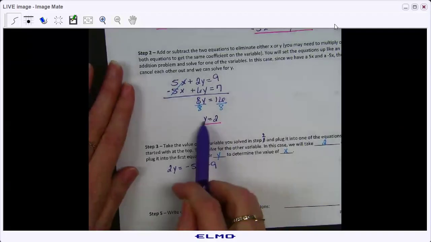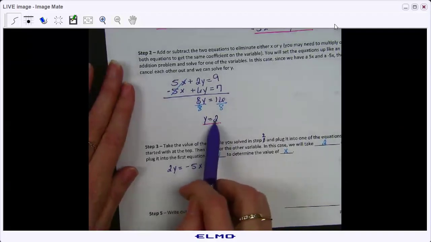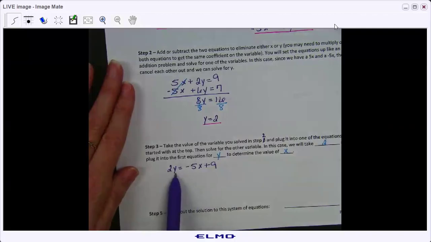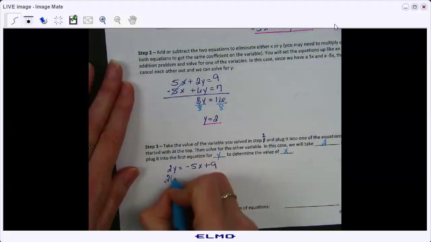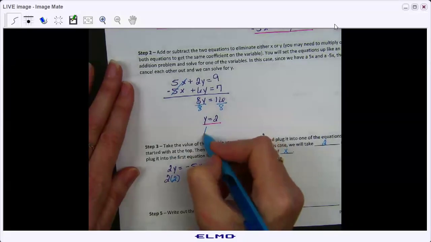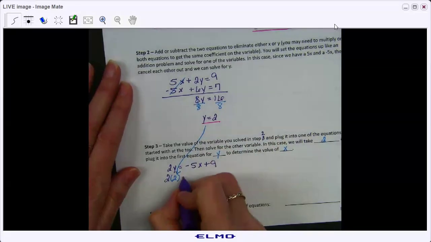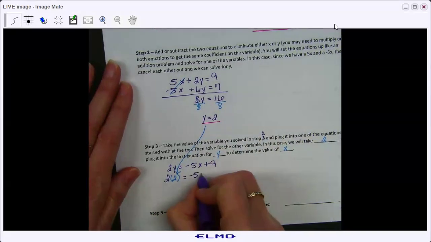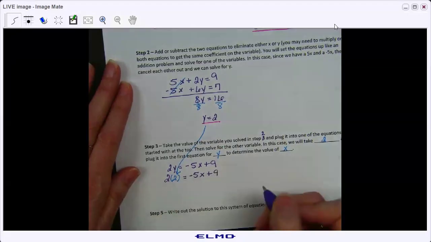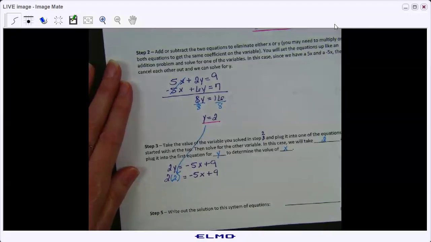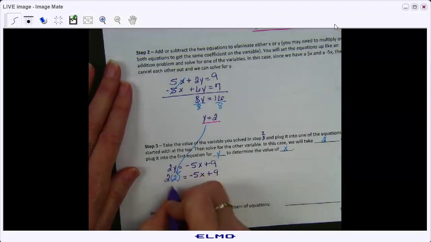And now I'm going to plug y equals 2 into this equation where y is so I can find x. So we have 2 times 2. So I just got this from here and plugged it in there. Equals negative 5x plus 9. And now I'm going to solve for x because that's the only variable I have left in here. Okay. So 2 times 2 is 4.